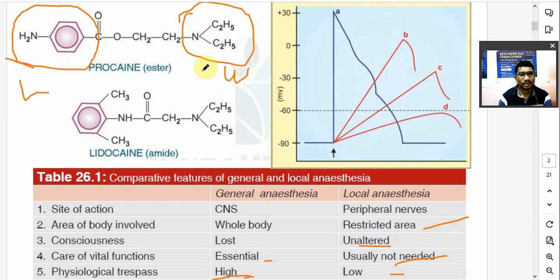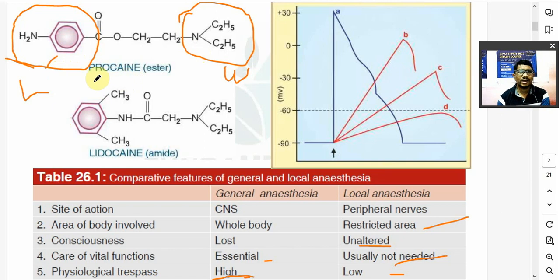So you can say local anesthetic drugs have both portions: a portion responsible for lipid solubility as well as a portion responsible for water solubility. For water solubility this tertiary amine is important, and this aromatic ring contributes the lipid solubility. Are you able to hear me properly? Can you hear me properly?